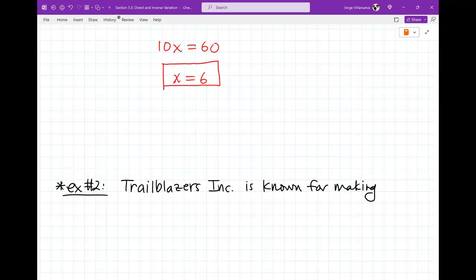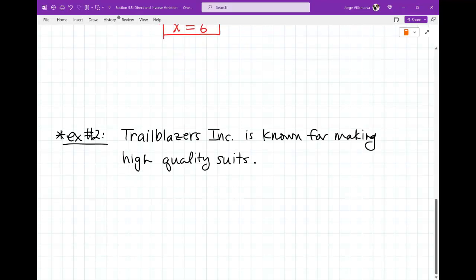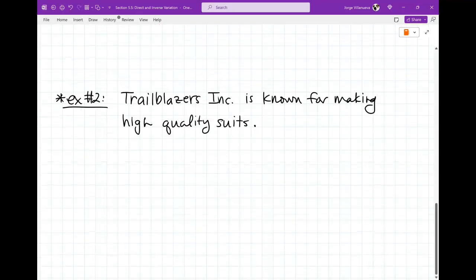So Trailblazers Incorporated is known for making high quality suits. Now sometimes the intro sentence has nothing to do with the problem, okay? Now we know these are direct variation because it's going to title it direct variation at the very top of your worksheet, in the front. So that's how you know you're going to do direct variation.